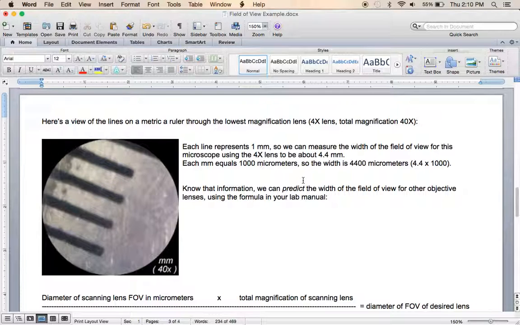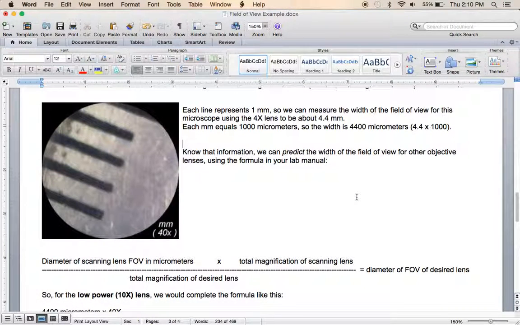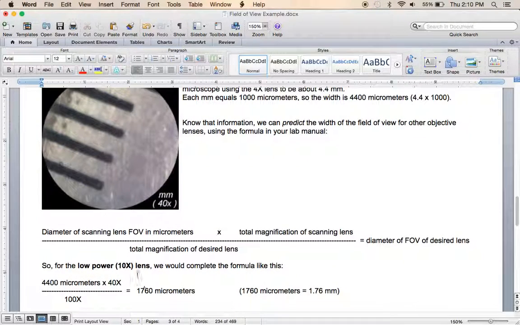So knowing that knowledge, that you've got 4.4 millimeters for the width of view using the lowest magnification lens, the 4x lens, you can predict the width of view for the field of view for the other objective lenses. And so your lab manual gives you a formula to use to predict this. And here's the formula. The formula starts with, it's a fraction. On the top part of the fraction, you're multiplying the diameter of the scanning lens field of view in micrometers times the total magnification of the scanning lens.